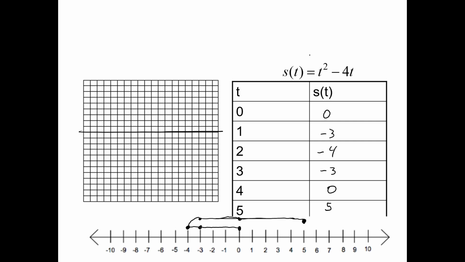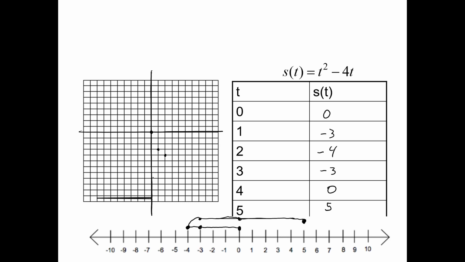When we look at the position versus the time, you should know just by looking at the equation that the graph is a parabola. This is what you learned in pre-calculus and in your other algebra classes, that your graph will be a parabola. So at 0 we get 0. At 1 we get negative 3. And then at 2 we get negative 4.